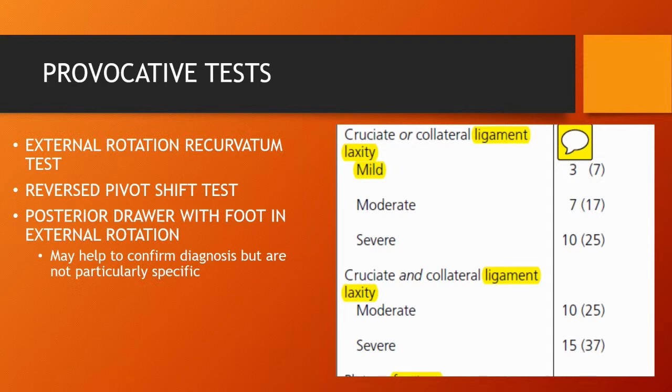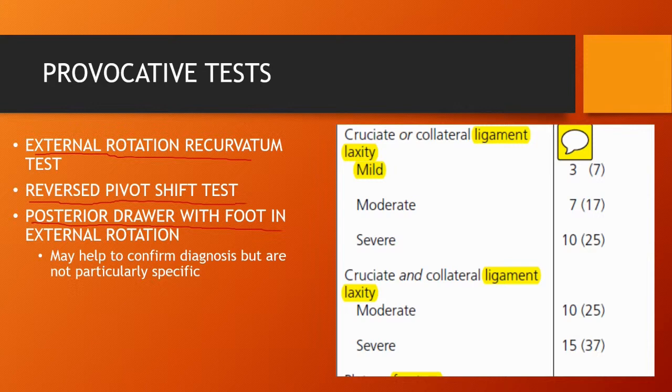And the literature describes a few other tests as well, none of which seem to be particularly specific to either collateral or cruciate ligament damage. But the literature talks about the external rotation recurvatum test, the reversed pivot shift test, and probably the most applicable and the most practical is the posterior drawer test with the foot in external rotation. And with the foot in external rotation, you as the examiner would simply apply a posteriorly directed force to the tibia on the femur. And if there is posterolateral rotatory instability, you will detect this on this maneuver. You'll detect this as the tibia subluxes posteriorly relative to the femur.